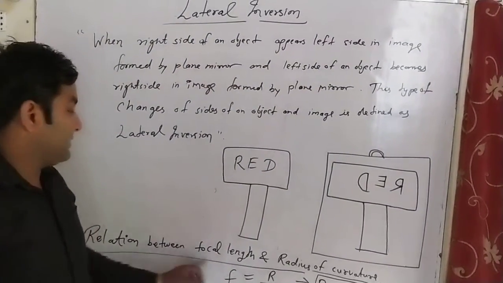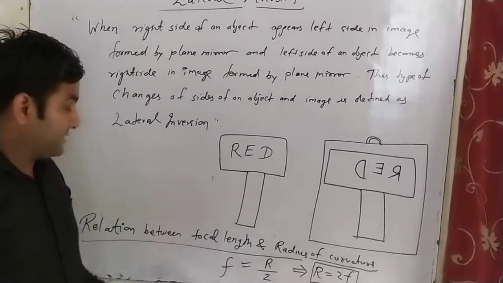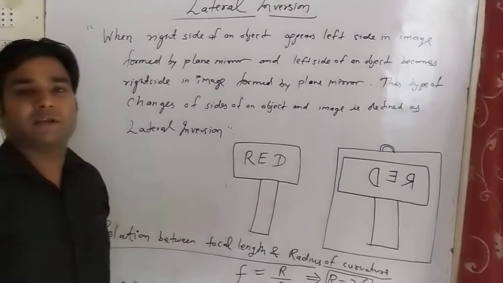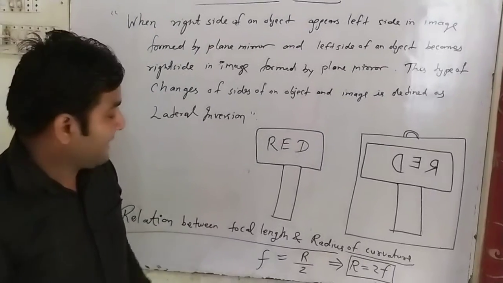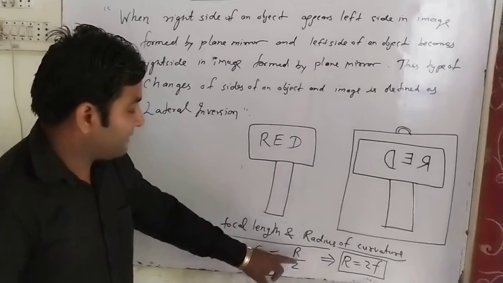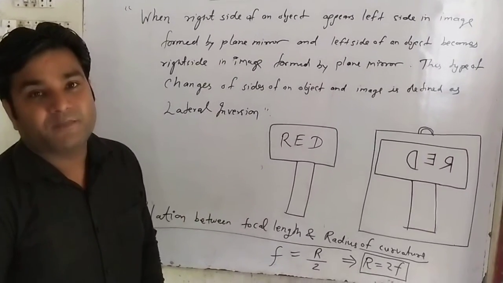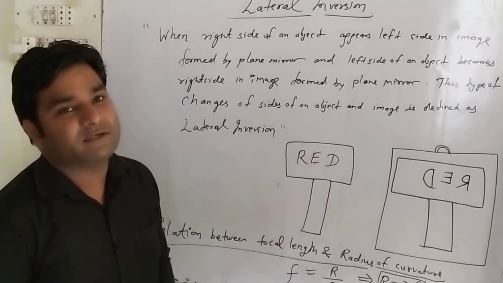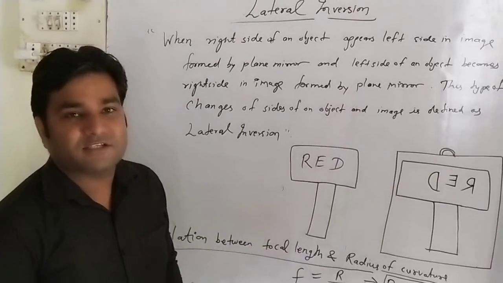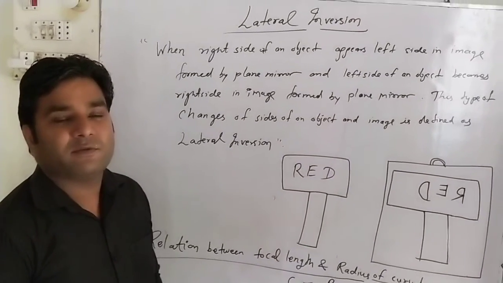And the relation between focal length and radius of curvature is just similar to the relation between radius and diameter of a hollow sphere, and here focal length is half of the radius of curvature. Suppose radius of curvature is given as 20 cm, then focal length will be 10 cm. If focal length is 10 cm, then radius of curvature will be 20 cm.